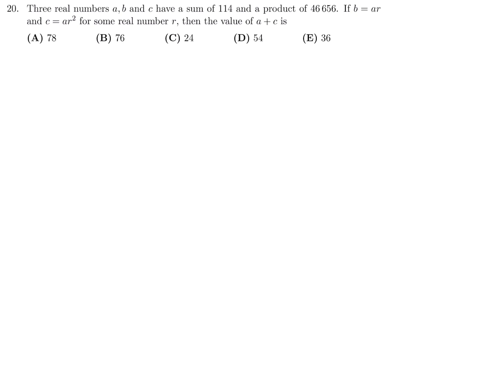3 real numbers A, B, C have a sum of 114 and a product of 46,656. If B equals AR and C equals AR squared for some real number R, then the value of A plus C is. Well, we have A plus B plus C is 114, according to the question. And A times B times C is this big long number, 46656. But they give us a couple of clues here that's very helpful, that B is equal to AR and C equals AR squared. So substitute those into here.